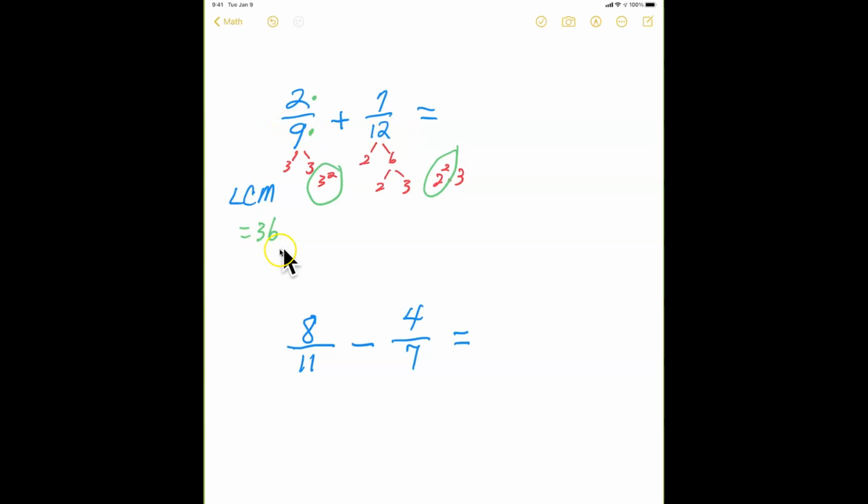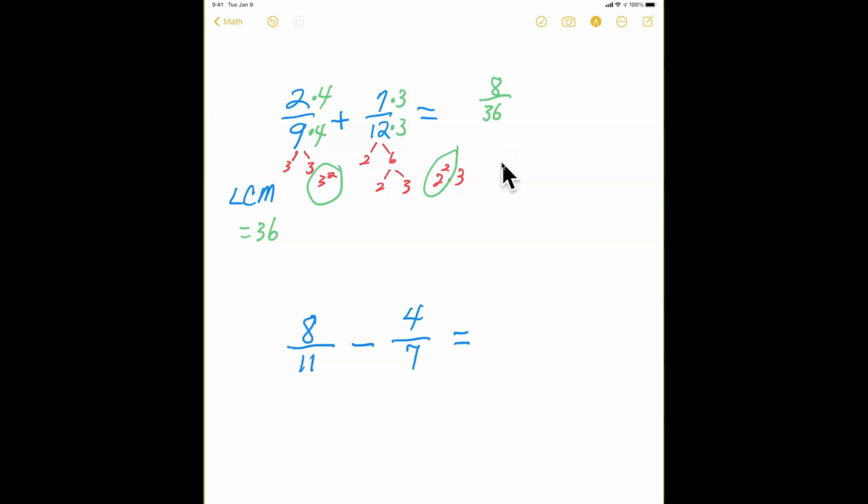So what times 9 is 36? This is where your multiplication table is going to come in very handy. We're going to multiply the top and the bottom of that fraction by 4. And the other one, what times 12 gives 36? Okay, let's write that number in. And we're going to rewrite this expression over here using the new equivalent fractions. So 2 times 4 is 8, and 9 times 4 is 36. So we're going to have 8 over 36.